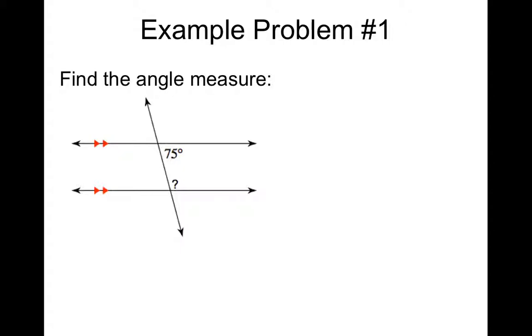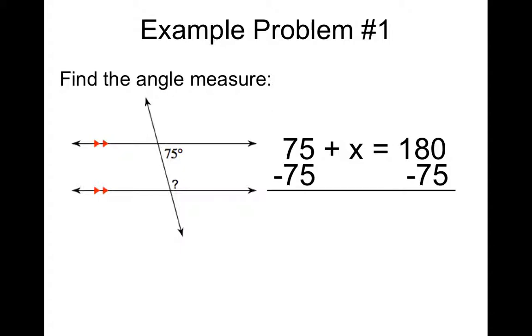And the one that's given to us is obviously less than 90 degrees because it tells us it's 75. So I know that if they're not the same, they must add up to 180. So 75 plus x equals 180. Now we just have some very basic algebra to do. Subtract 75 from both sides, and my answer is that that angle is 105 degrees.